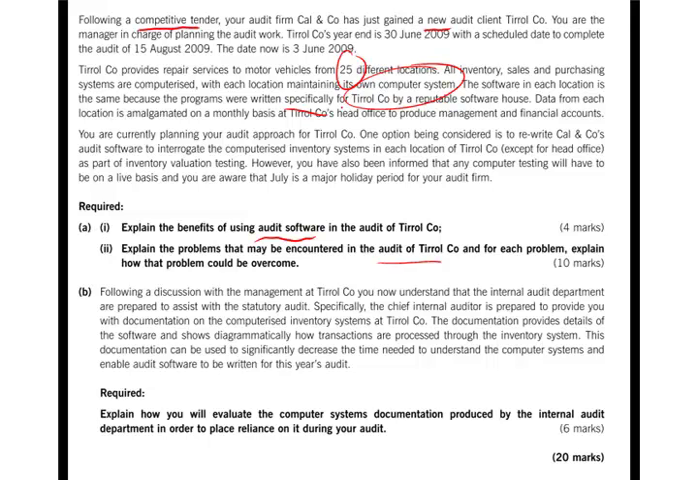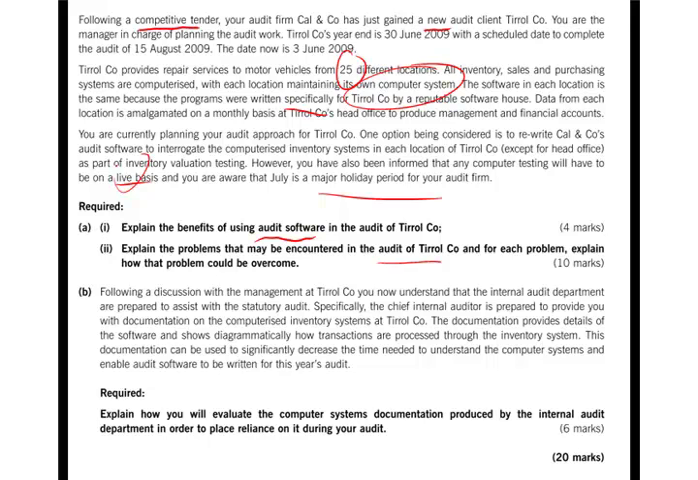We're currently planning the audit approach, and one option being considered is to rewrite our audit software to interrogate the computerized inventory systems in each location, except for head office, as part of the inventory valuation testing. However, you have been informed that any testing will have to be on a live basis. And you're aware that July is a major holiday period for your audit firm. So we know we're going to have certain difficulties in staffing this specialized task adequately. We need to know what live basis means. And basically it means that you're going to be interrogating the real data from the real files rather than interrogating copy files and copy data.